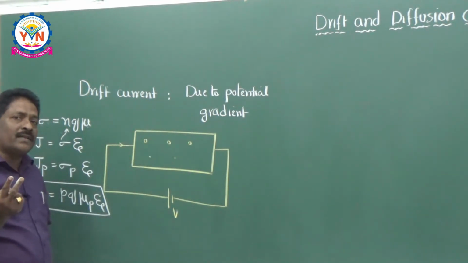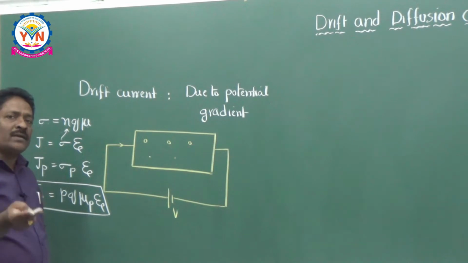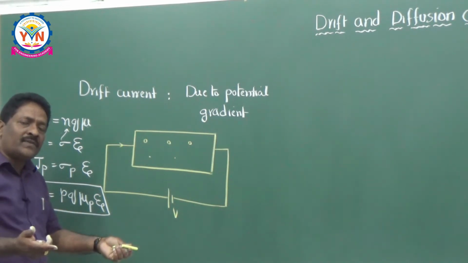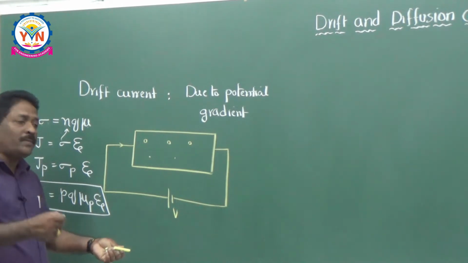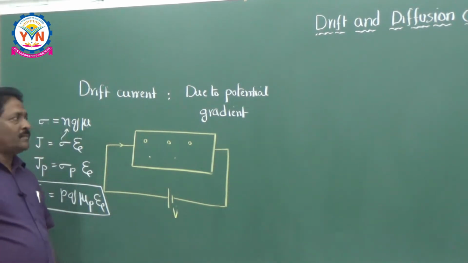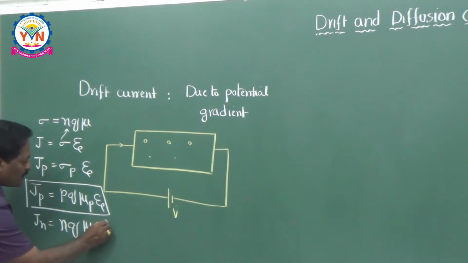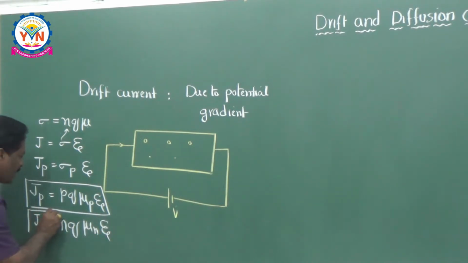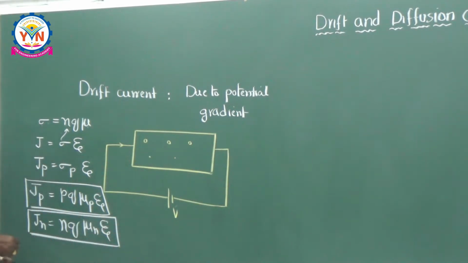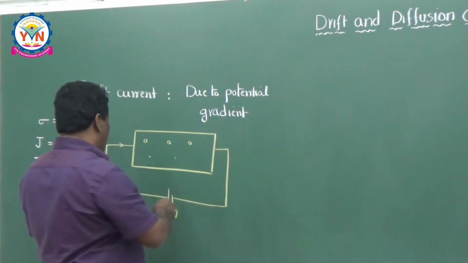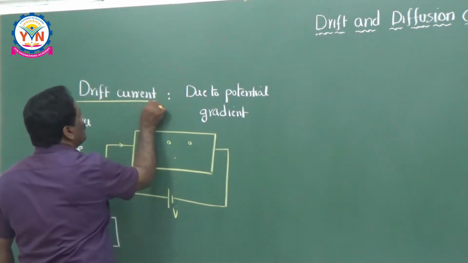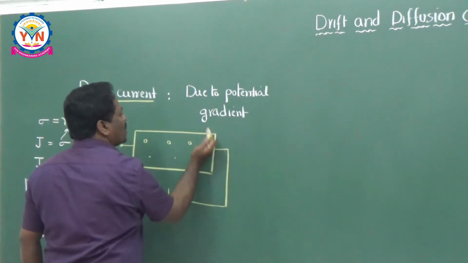There are two types of drift currents here, due to holes as well as due to electrons. So fundamentally, what is the drift current? Drift current is a current which flows because of an externally applied voltage. Similarly, for electrons I can write Jn is equal to n into q into mu n, the mobility of electrons, into Xi. This is your electron drift current. This concept was discussed very clearly in the last class. So finally remember, my dear friends, drift current is the current due to externally applied voltage, meaning potential gradient.